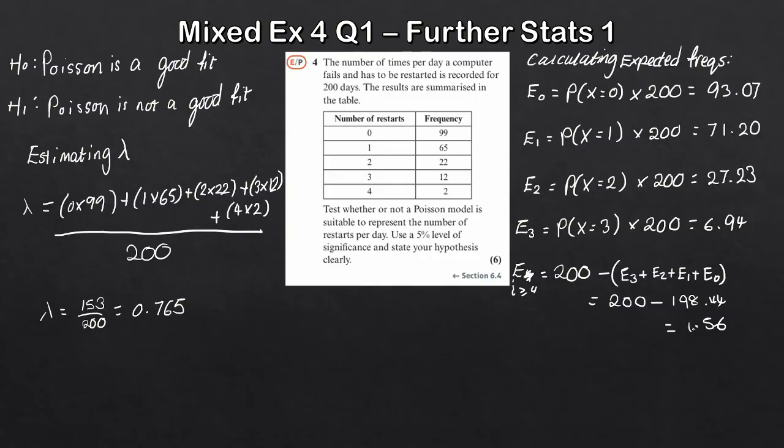Now we just need to look at our expected values. Do we need to pool? And we do need to pool, okay? This 1.56 is less than 5. None of the others are less than 5, but just this 1.56. So we're going to have to do a bit of pooling.